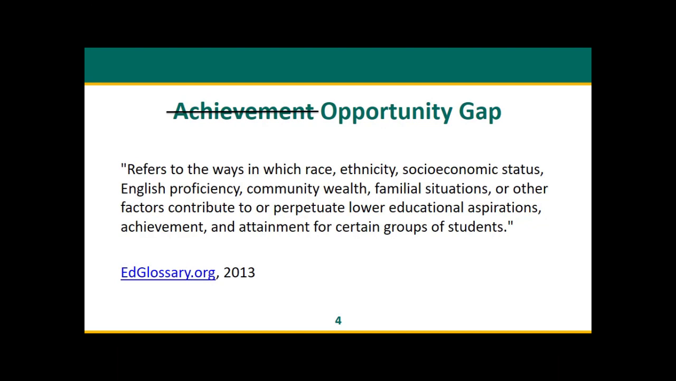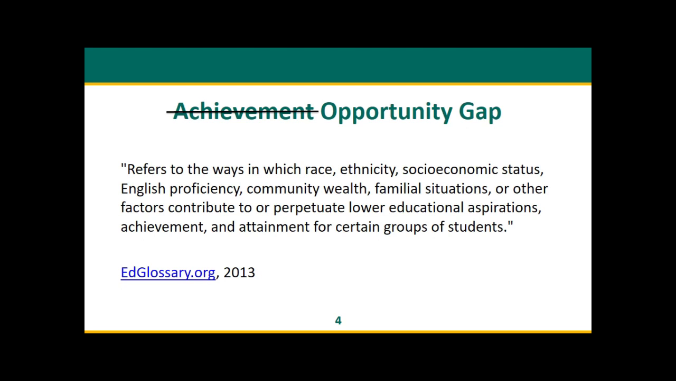All right. And so we want to share a basic definition of the opportunity gap. We understand that it can be talked about at length and that it's a session in and of itself. For today, we just want to share a basic definition. So slide four, our definition is from edglossary.org, and it states: refers to the ways in which race, ethnicity, socioeconomic status, English proficiency, community wealth, familial situations, or other factors contribute to or perpetuate lower educational aspirations, achievement, and attainment for certain groups of students. And so typically those certain groups of students might be low income, non-English speaking, first generation, or they might even come from economically disadvantaged areas or communities.